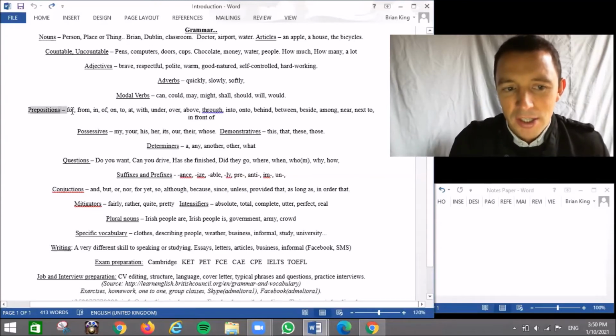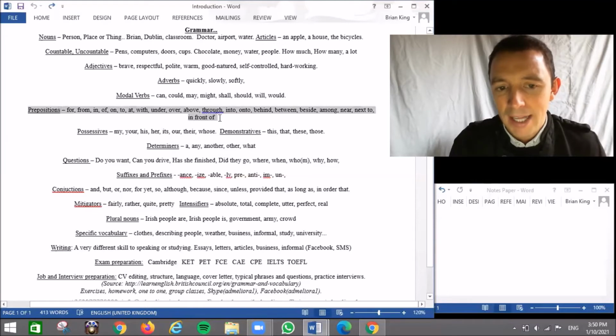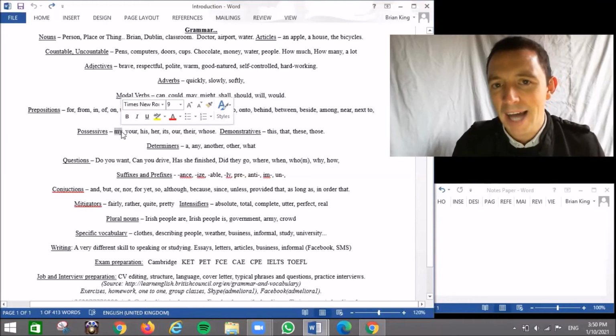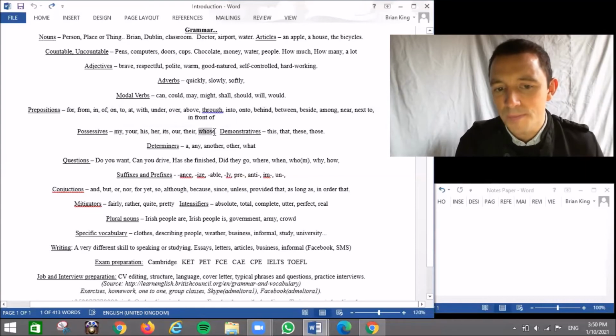And prepositions. So we have all the prepositions como antes. Possessive pronoun, my, antes el substantivo, my hat, your hat, his hat, her hat, our hat, their hat, okay, and whose is cuyos.